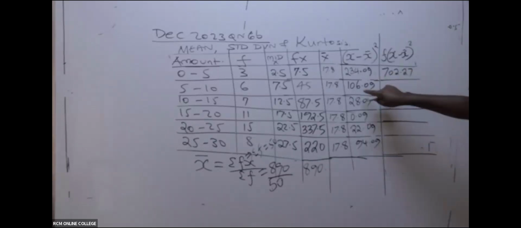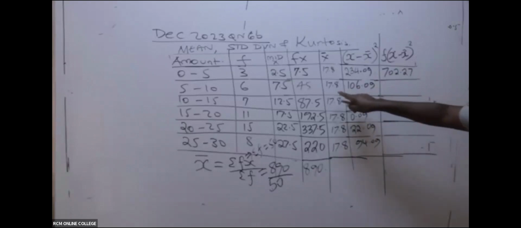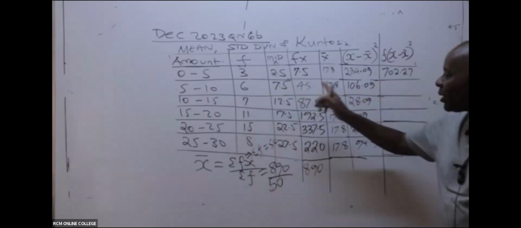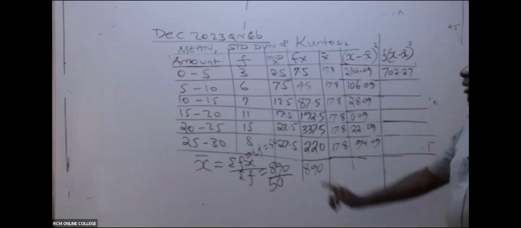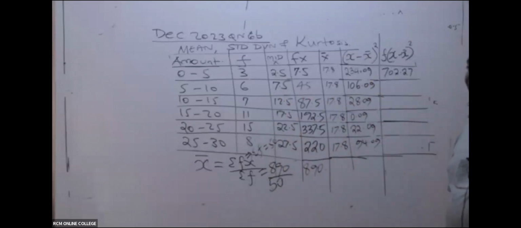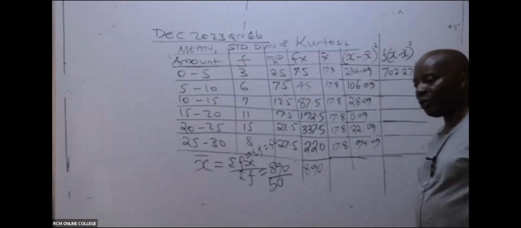Go to the second one and attach the frequency to this. The second frequency is 6. So take 6 times this number. What are we getting?